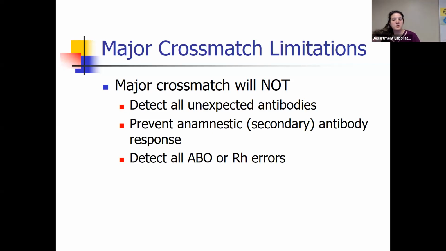The major crossmatch will also not prevent anamnestic secondary responses, and it will not prevent transfusion reactions that are due to allergic reactions. So that's the point of our crossmatches. We're trying to prevent patients from having a transfusion reaction. We're trying to pick the most suitable and safe units for transfusion, okay? However, we can't predict if a patient is going to have an allergic reaction, if they're IgA deficient or anything like that. That has nothing to do with our crossmatch, okay?